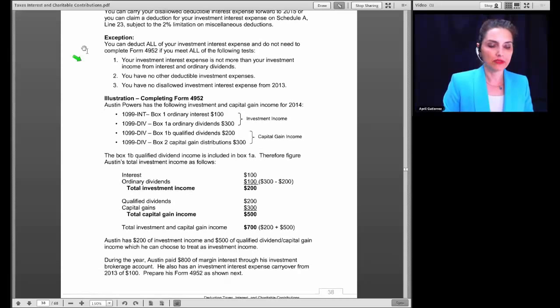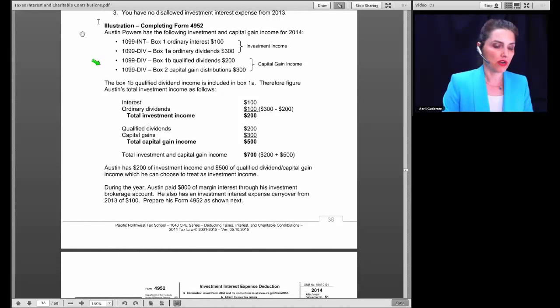There is an exception to using Form 4952, and that is you are not required to use the form if you meet all of the following tests. Number one, your investment interest expense is not more than your investment income from interest and ordinary dividends. Number two, you have no other deductible investment expenses. And number three, you have no disallowed investment carryover interest from an earlier year. And here is an illustration of what I mean in completing Form 4952.